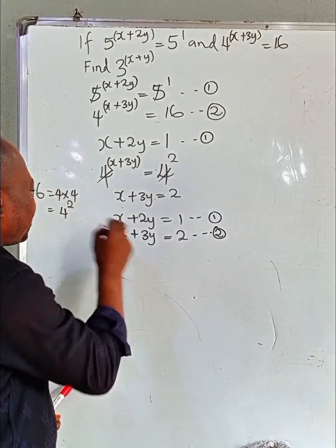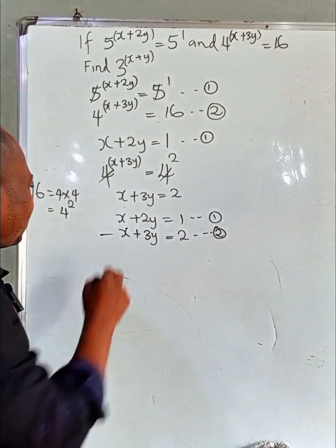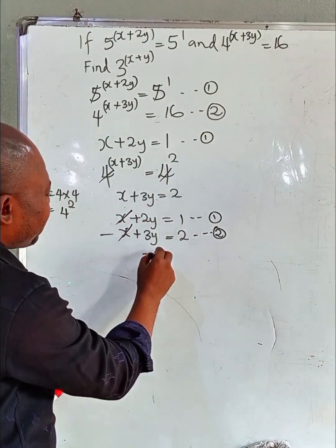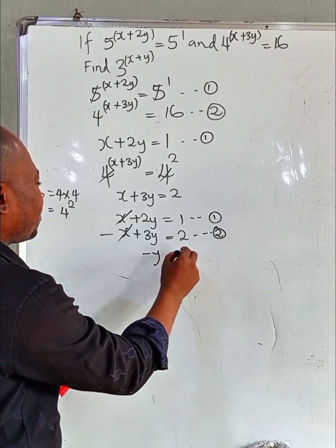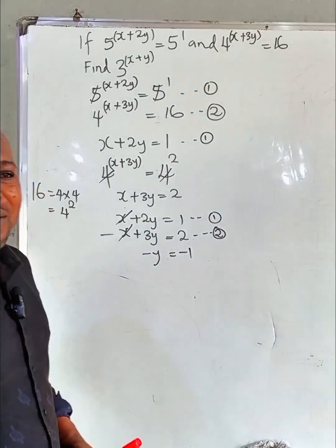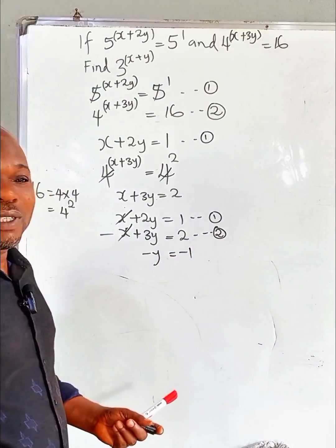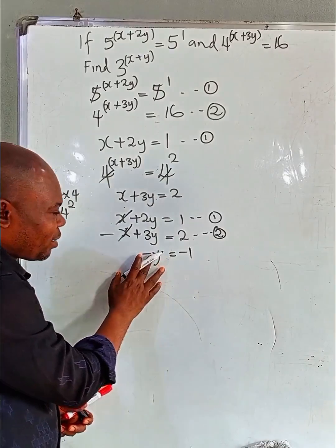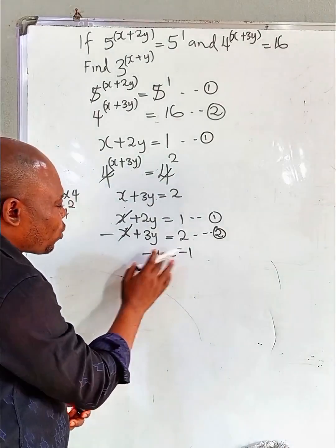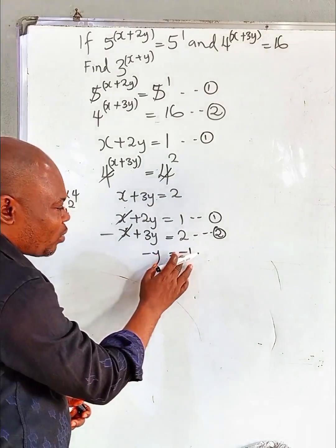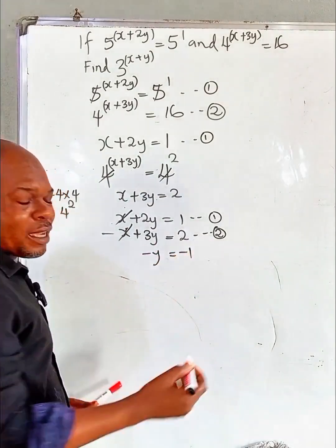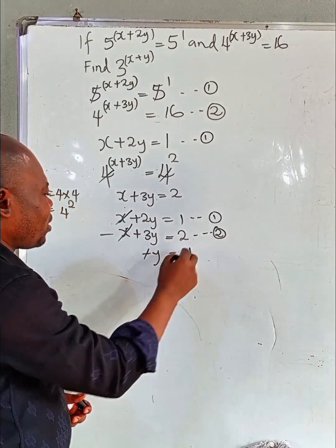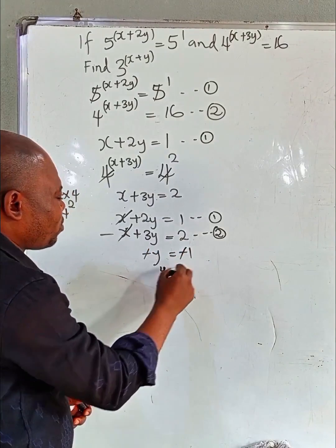So we simply use a negative here, and subtract. So this becomes negative y equals negative 1. At this point, it becomes simpler: minus 1y equals minus 1. When you divide both sides by minus 1, the minus signs go. Our y becomes 1.